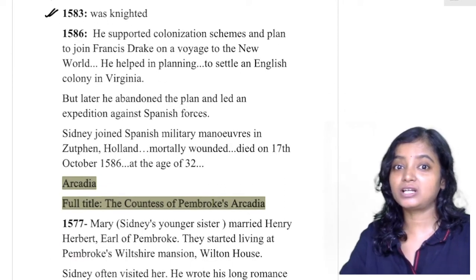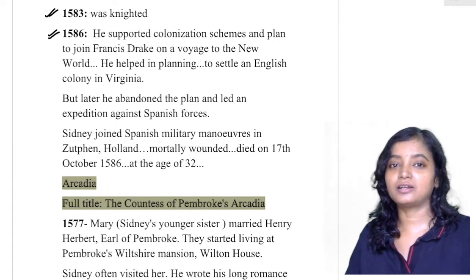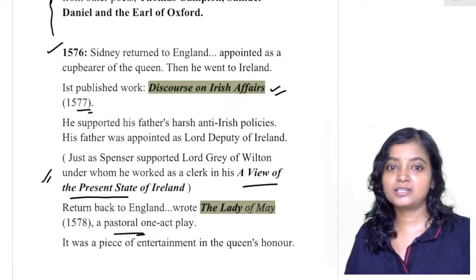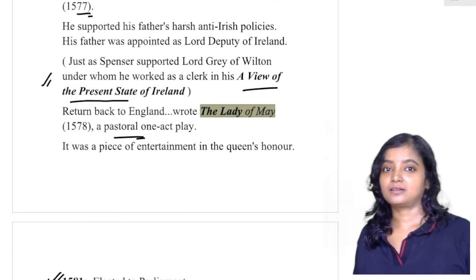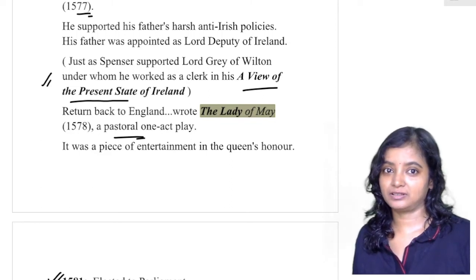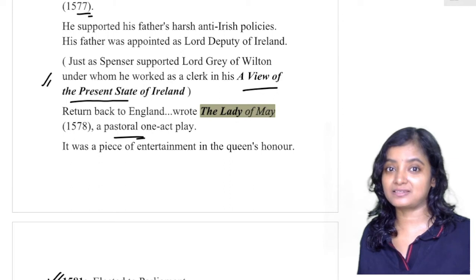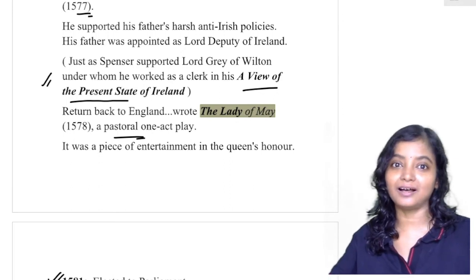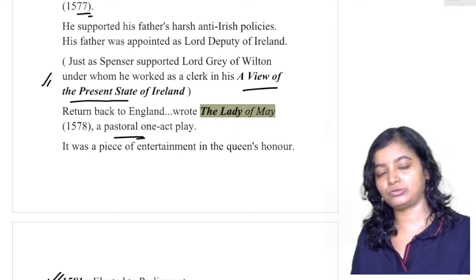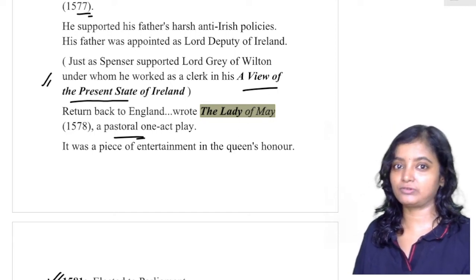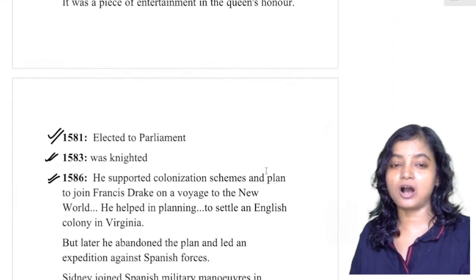1586, he supported a colonization scheme. Obviously he will support it. We already get this from his book when he supported his father, because of the harsh attitudes to the Irish people, that his father is just making them civilized. The white man's burden to civilize all the aboriginals, all the uncivilized people. So from their attitude, when they are supporting this harsh treatment toward the aboriginal people, it is quite common that they are supporters of colonialism.